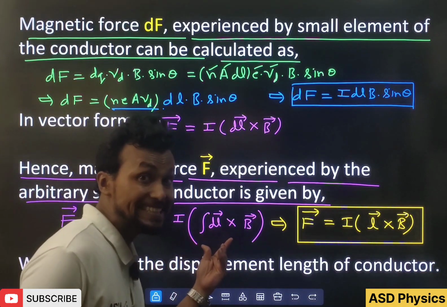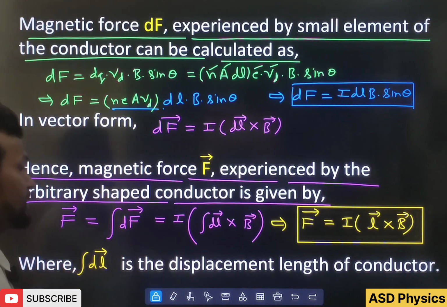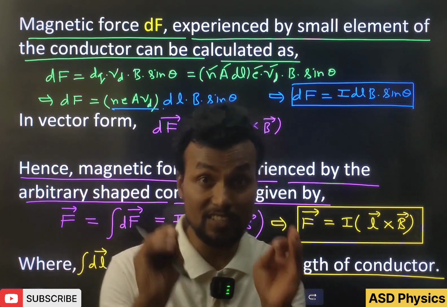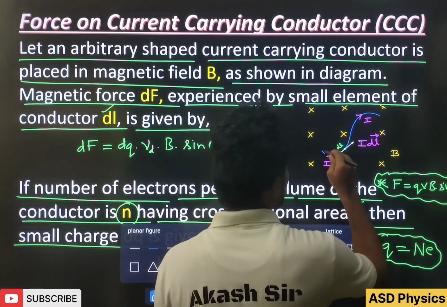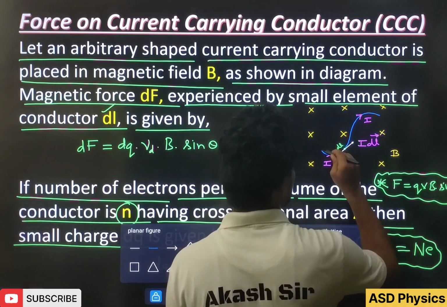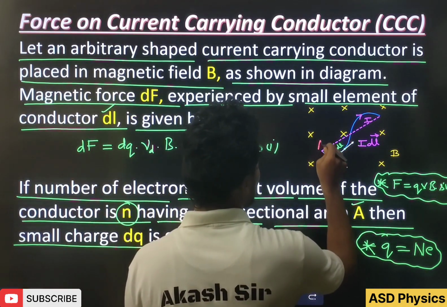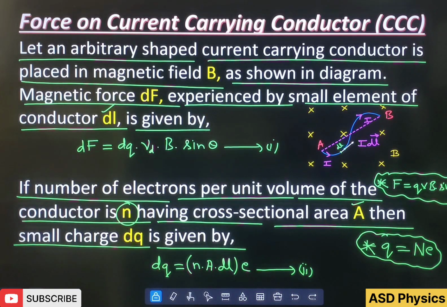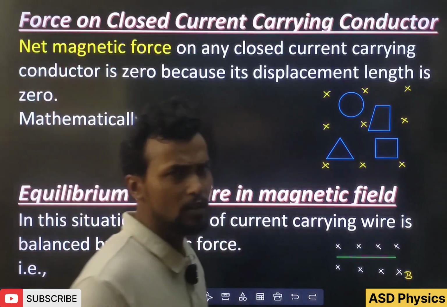And this integration of dl is the displacement length of the conductor. Very, very important, not a distance. Which length? Displacement length of the conductor. I can even show it here. Let's take this is one end, this is the other end. This is the displacement length, from here to here. This is the only displacement length, I can call this AB, A to B. Displacement you know very well, the shortest distance between the initial and the final point.